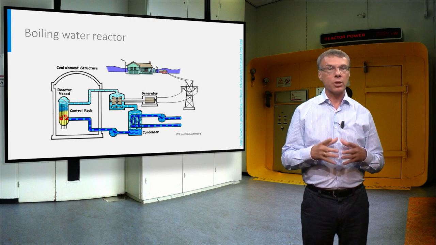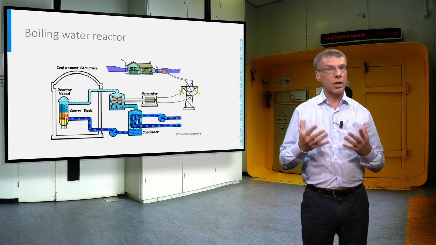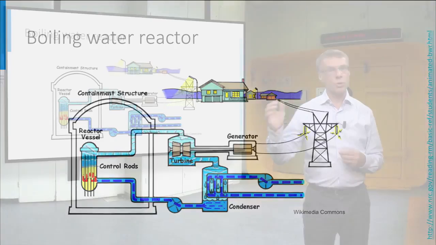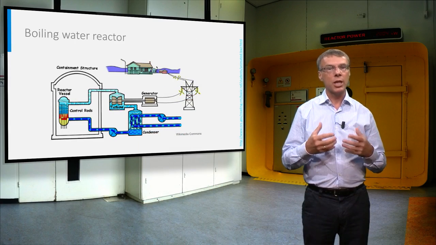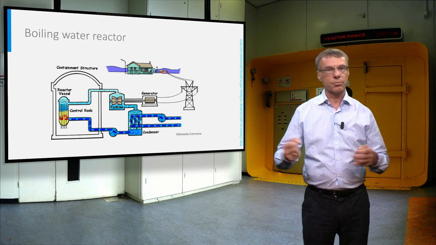Another type of reactor also works with water as a coolant, but at a lower pressure of around 70 bar and a temperature of about 285 degrees Celsius. As a result, the water starts boiling in the reactor vessel, and the steam produced drives the turbines directly. Because both the pressurized water reactor and the boiling water reactor use ordinary water, also called light water, as a coolant and moderator, they both belong to the class of light water reactors.